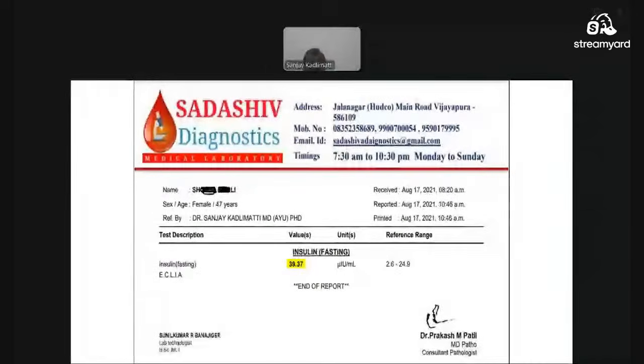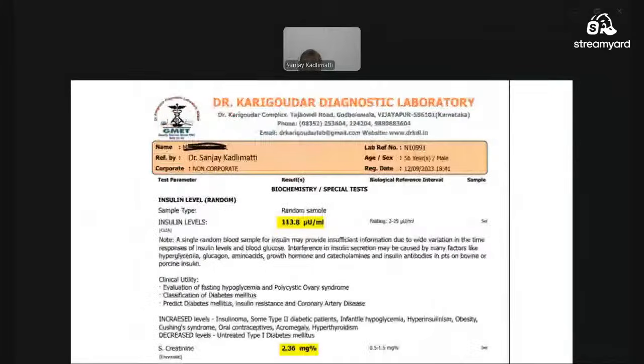Second case, 39.37. Again, insulin is increased more. Third case, 113.8. Serum creatinine 2.36. But still doctors are giving insulin. I don't know their logic, but according to my logic, it is not correct. It's unethical. Maybe they have different reasons, that okay, this insulin is not active, so I'm giving you this insulin.